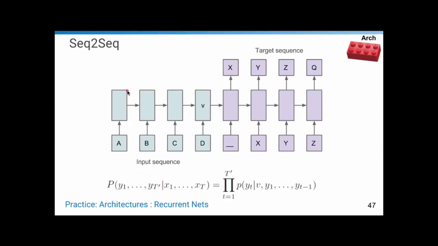So for instance, we can take French, read it all in the state, and then start generating the translation in English. And that was a very simple insight that thanks to the power of recurrent neural networks, people felt bold to try and to change the paradigm of what otherwise would be statistical machine translation.